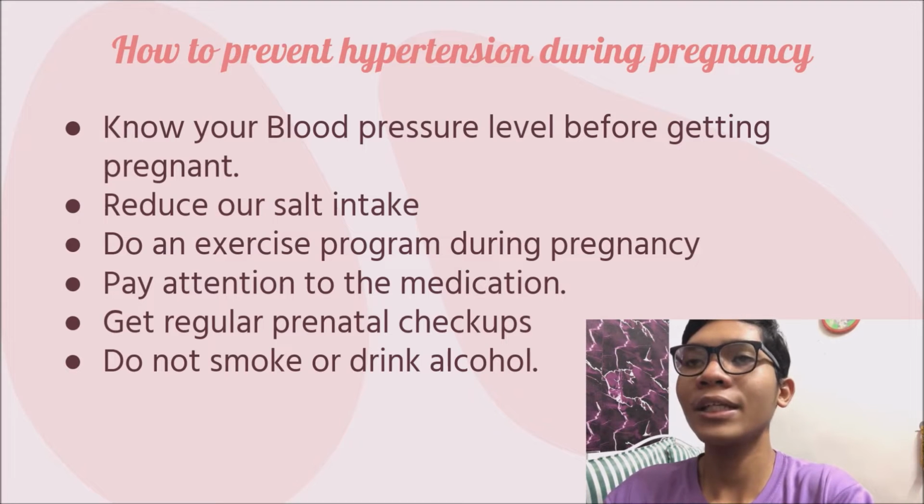Firstly, know your blood pressure level before getting pregnant. Secondly, reduce food that is high in salt to reduce our salt intake. Do an exercise program during pregnancy. Pay attention to the medication. Get regular prenatal checkups, and lastly, do not smoke or drink alcohol.